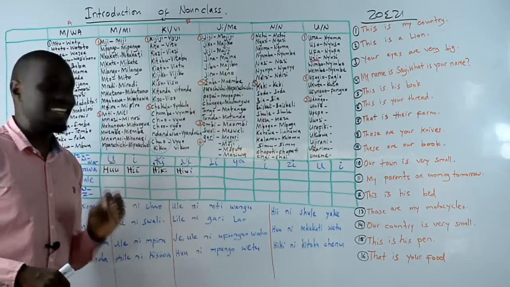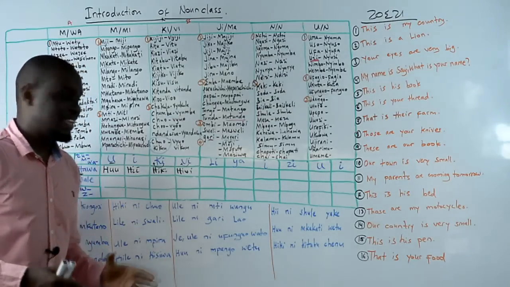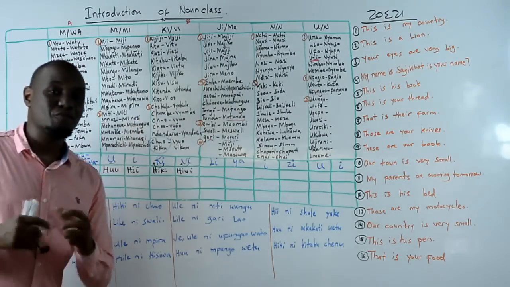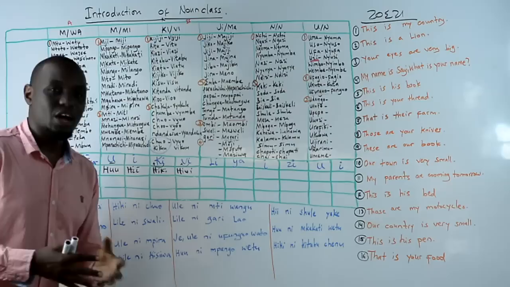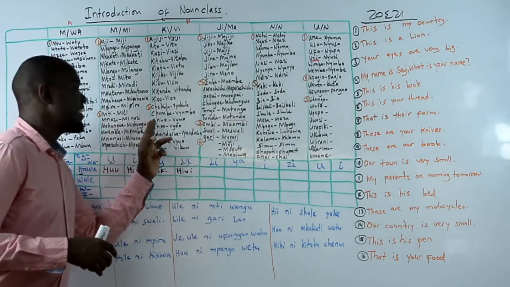Knife. Hiki ni kisu. And how do you say this is a food? Will be hiki ni chakula. Chakula is a food. And how do you say this is a college? Hiki ni chuo.